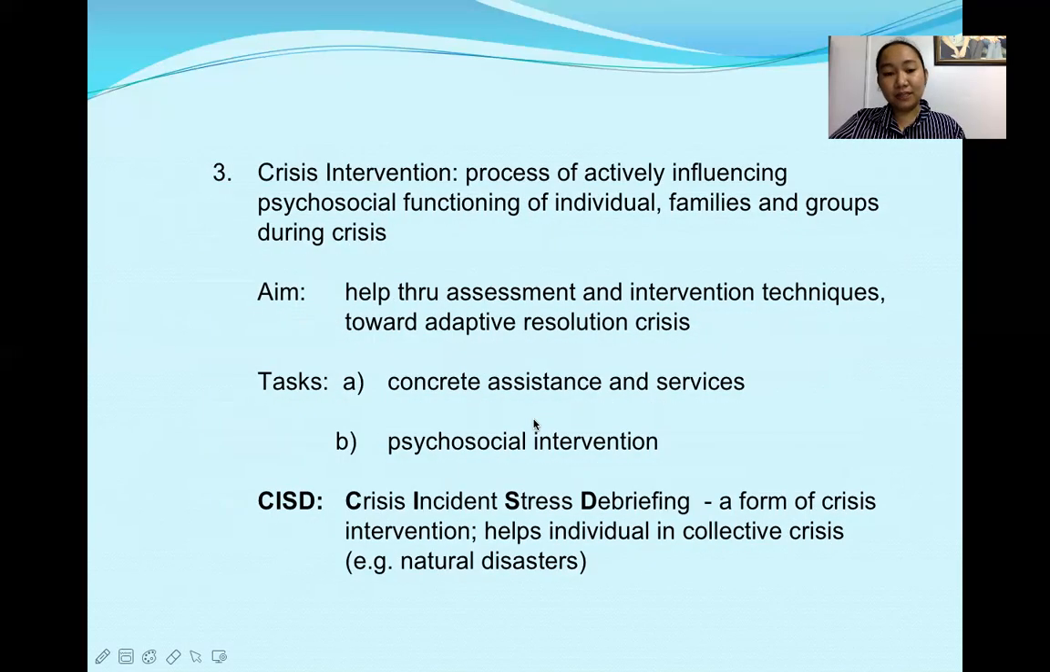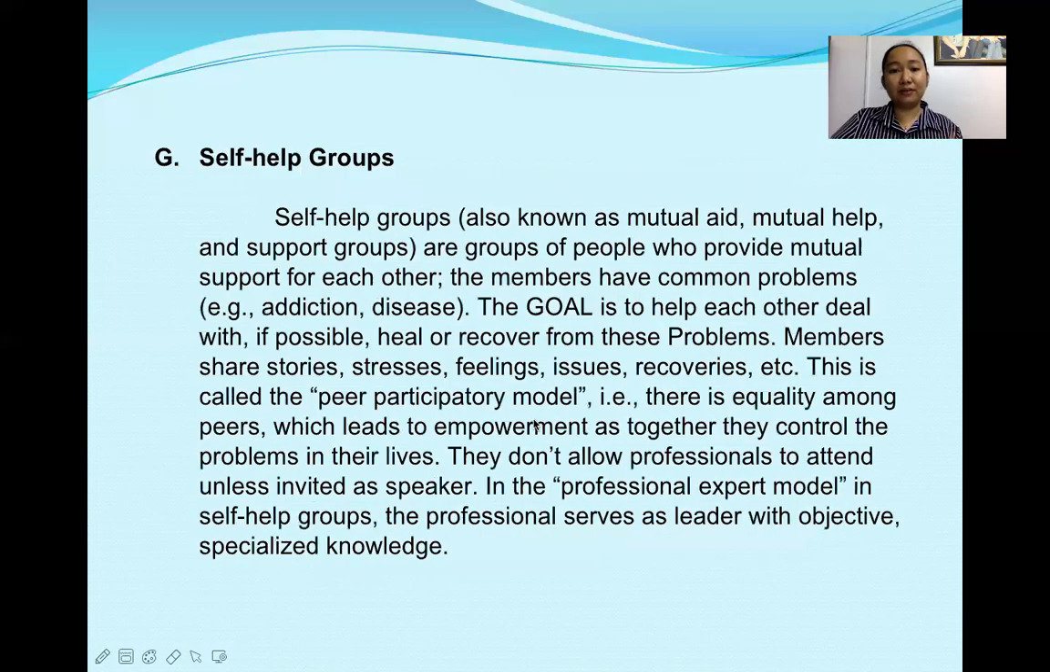Although it's more on psychosocial intervention, it doesn't mean that we will not be offering concrete assistance and services, because we know that in social work, we cannot do away with helping people directly, like providing them food first and shelter before we can sit down and talk to them, understanding that meeting these needs are also essential so that people will feel better.